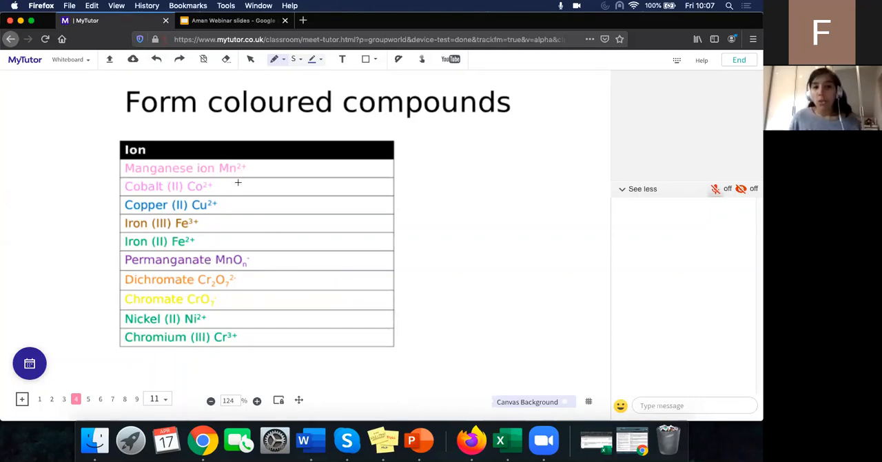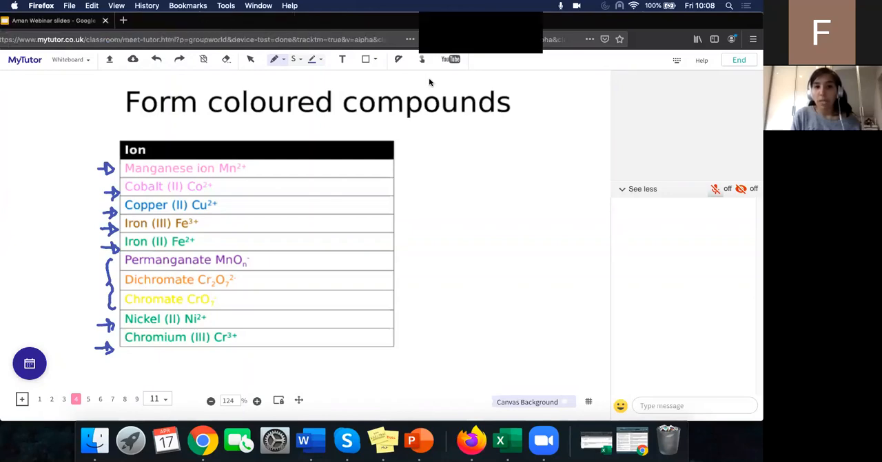Basically, all the exam boards want you to know about the main transition metals. So that's manganese, cobalt, copper, iron, chromium and nickel. These 3 are added in for interest, but the others are all there that you need to know, and I've done them in the colours that they form. So manganese forms a pink ion, coloured solution, sorry. Cobalt also forms kind of a pink, copper is blue, iron 3 is brown, iron 2 is green, nickel 2 is green, and chromium 3 is green. If you want to know, permanganate forms a purple ion, dichromate forms an orange ion, and chromate forms a yellow ion.